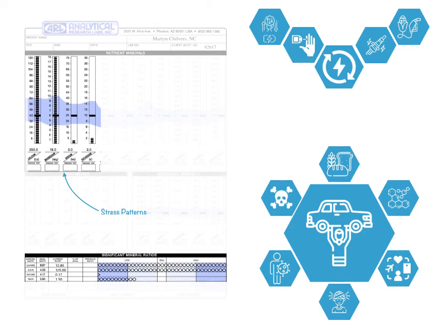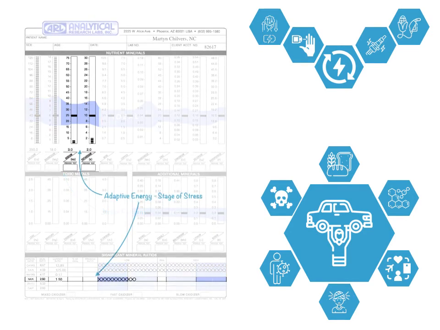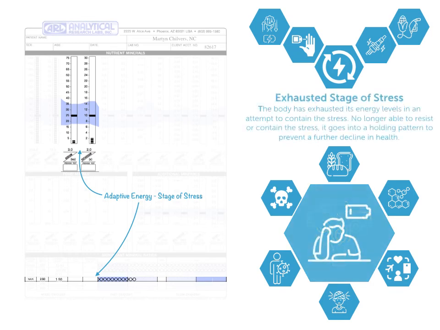That is what we call the exhausted stage of stress. In this stage, the body doesn't have the energy to get over the stress, and it doesn't have the energy to contain the stress. So it goes into what's called a holding pattern. You could call it the fetus pattern, or the fetus position, where the body just tries to protect itself and prevent any further decline of health. You could almost call it a withdrawal from life.